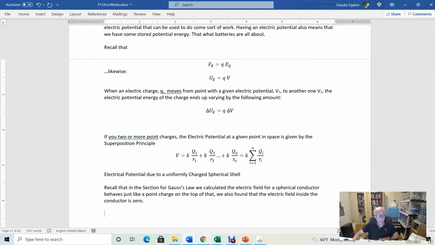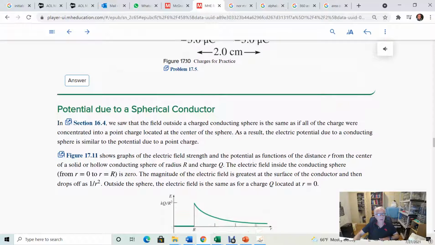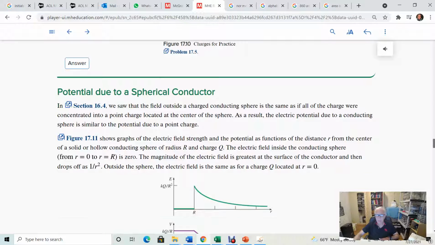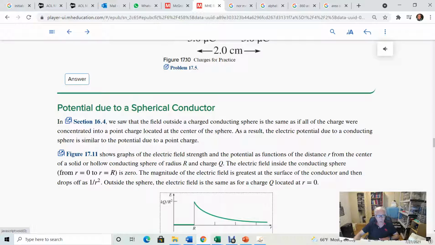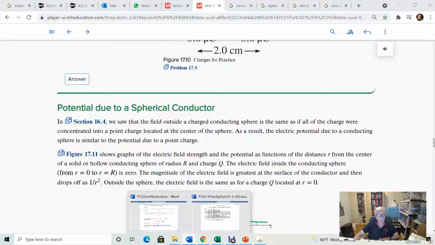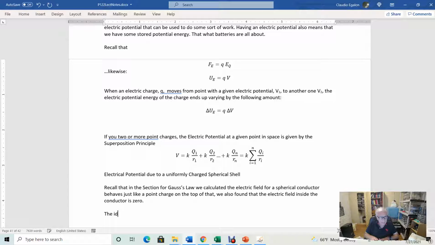Let's take a look at the graph for the electric field. Here you go, the graph is just like that. See that? Outside, it's a point charge decreasing with the square of the distance, and inside, zero. So how do we find the potential due to the spherical conductor? The idea is to determine the potential of a spherical conductor. How do we do that?